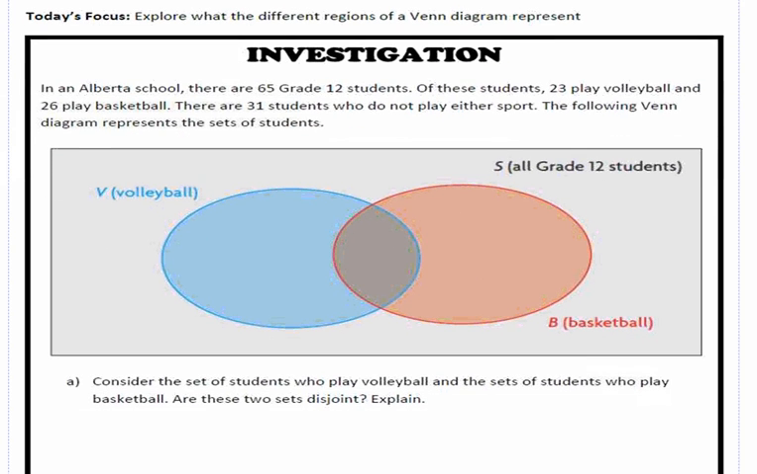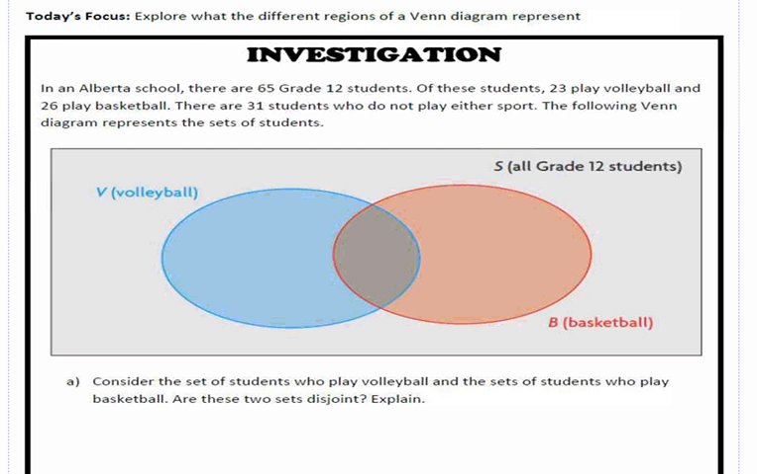In an Alberta school, there are 65 grade 12 students. Of these, 23 play volleyball and 26 play basketball. There are 31 students who do not play either sport. The following Venn diagram represents a set of students. Now the numbers are missing. We're going to put those in there.